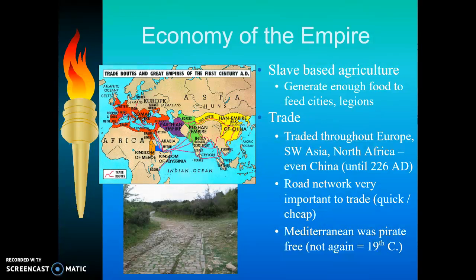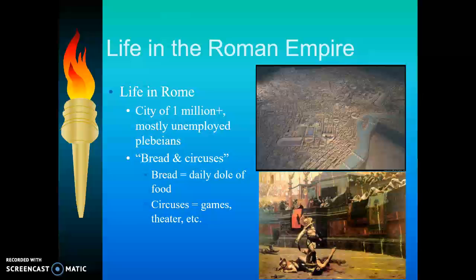What else do we got? The Mediterranean was pirate free. The Roman Navy squashed out piracy. Life in the city of Rome.